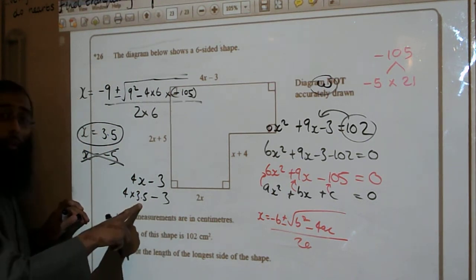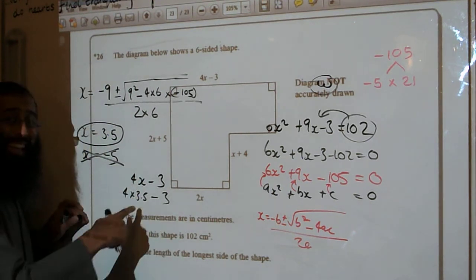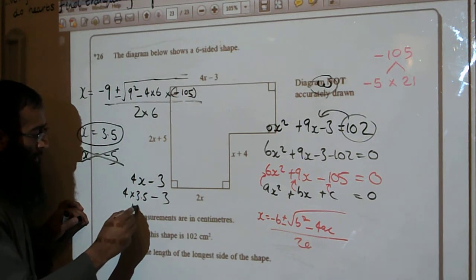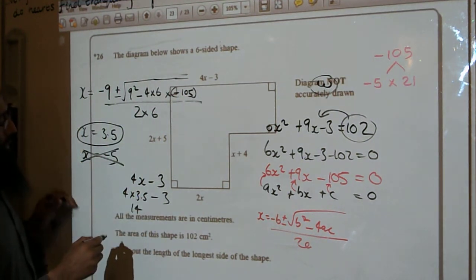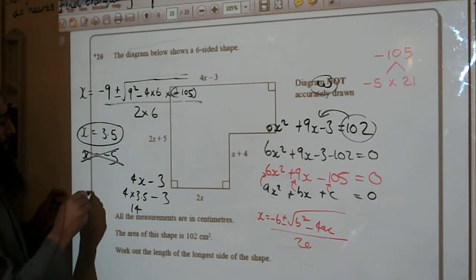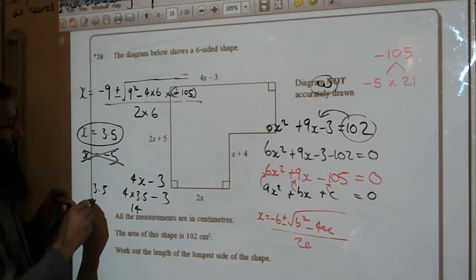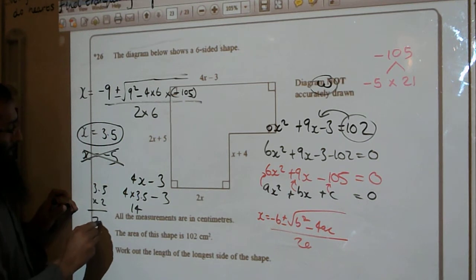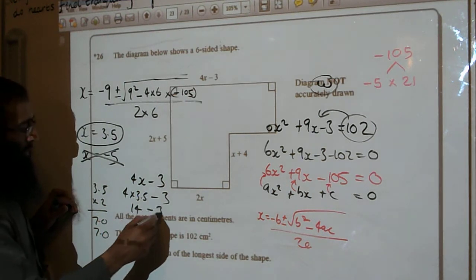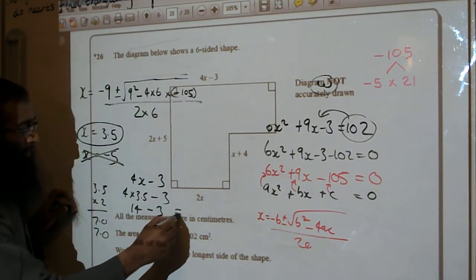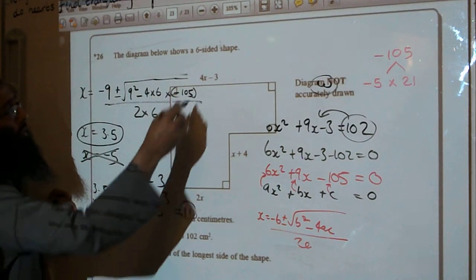Well, if we double 3.5, we get 7. And if we double that again, we get 14. Okay, so you got 4 times by 3.5, yeah? And that will give you 14. Because 3.5 times by 2 is 7. And then times that by 2 again, that gives you another 7. Okay, and then we minus the 3. And that gives us 11. For this side over here.